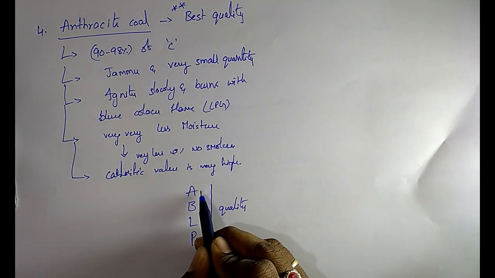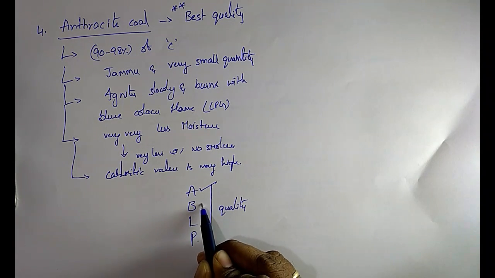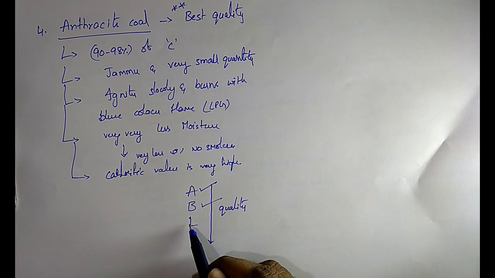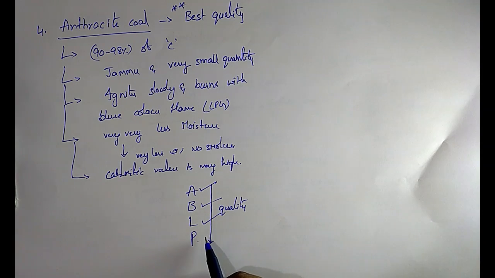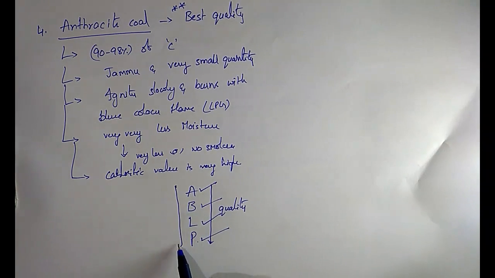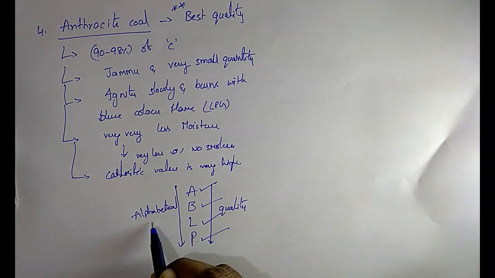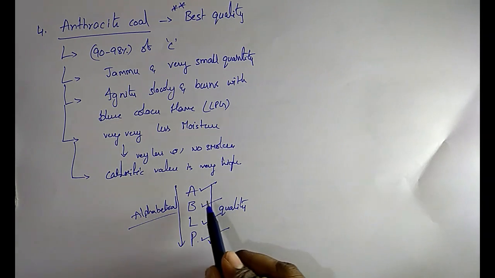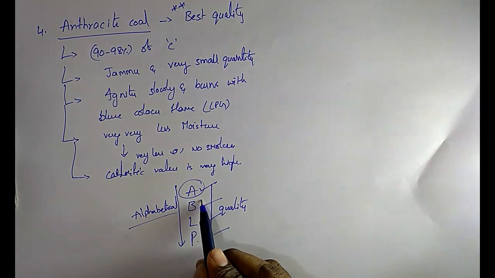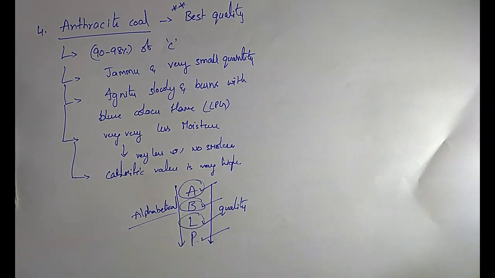We know that the first alphabetic letter is A, after that B, C, D, E, F, G, H, I, J, K, L, after L M, N, O, P. So it is in the order of the alphabetical series. You can remember it in this way also: the first, top quality is anthracite, second is bituminous, the next is lignite, and the final one is peat. These are the different types of coals.